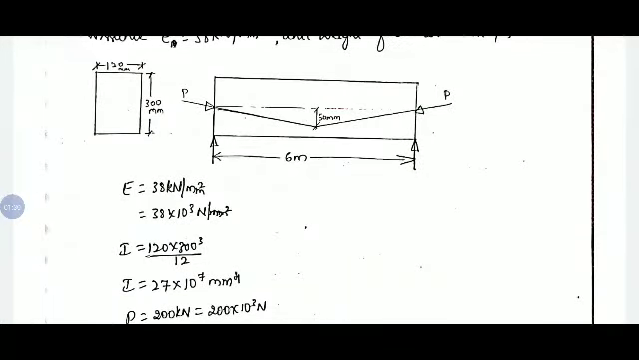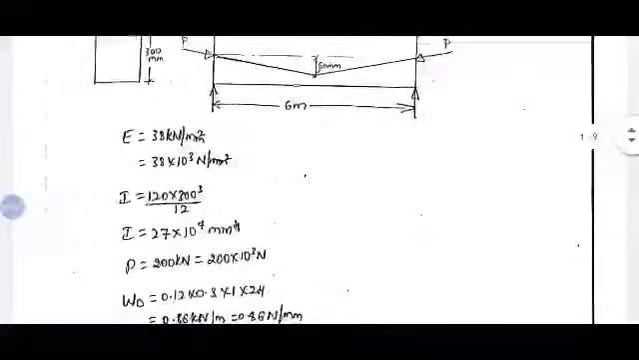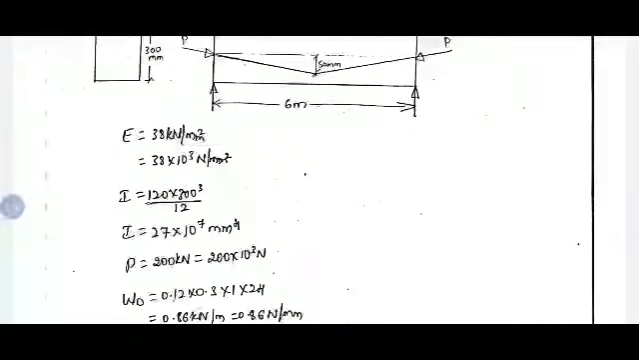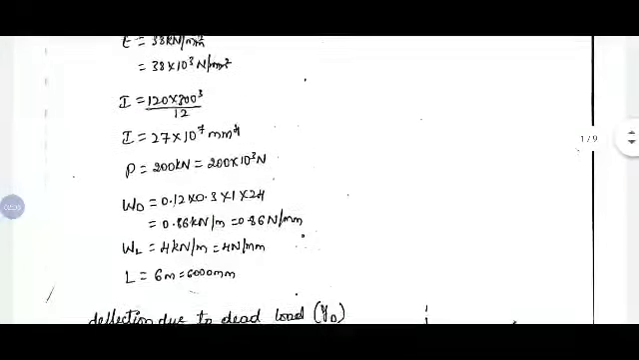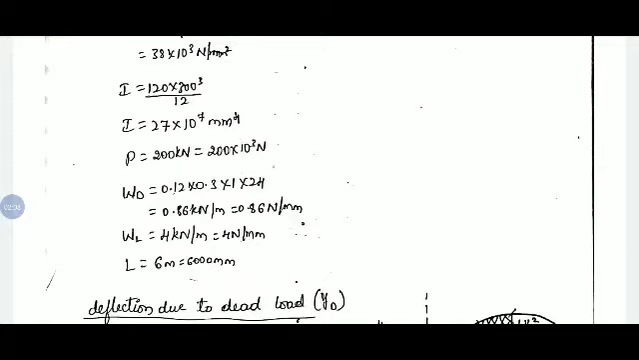E, the elastic modulus of the cross section, is given as 38 kN per mm square. If you convert to Newton per mm square, it is 38 into 10 power 3. Then moment of inertia 27 into 10 power 7 mm power 4, that is BD cubed by 12. Then the pre-stressing force applied is 200 kN. Dead load, cross section into density of concrete, which is given as 24, so cross section into density we will get 0.86 Newton per mm. Then live load is directly given, 4 kN per meter, which is nothing but 4 Newton per mm. Then the span of the beam is 6 meter.